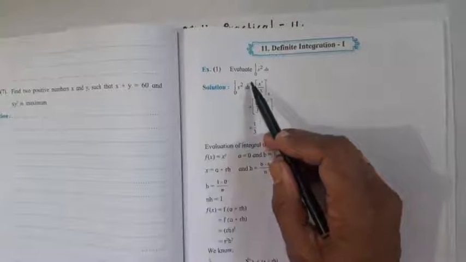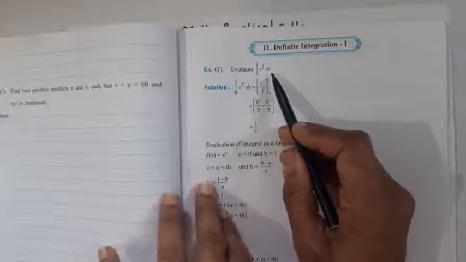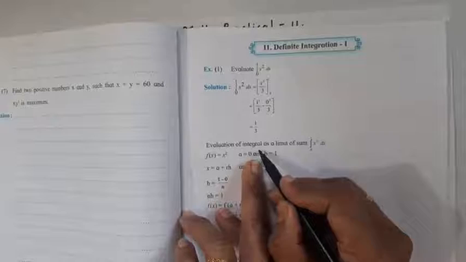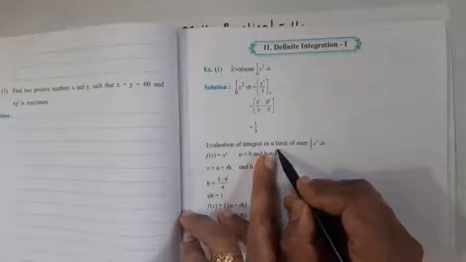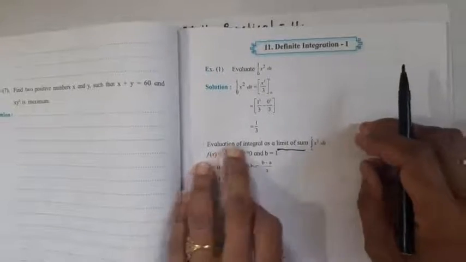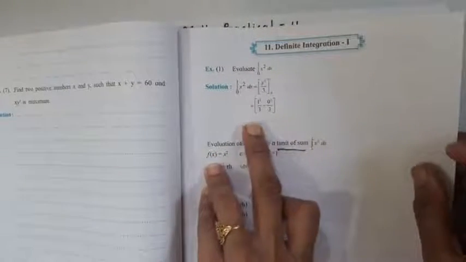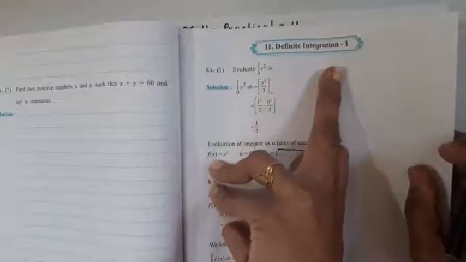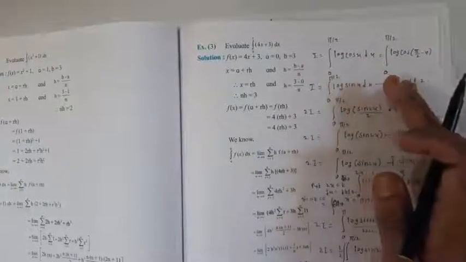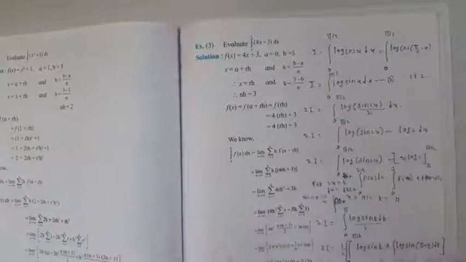The first question is: evaluate the integral of x square dx from 0 to 1. This question 1 is related to integral as a limit of sum. But as the topic is from the reduced syllabus, it is not necessary to take these examples, that is, question numbers 1, 2, 3 and 4 of definite integration part 1. It is not necessary to solve these questions.